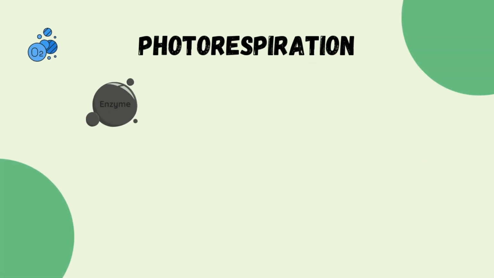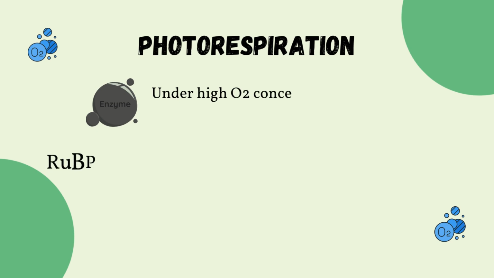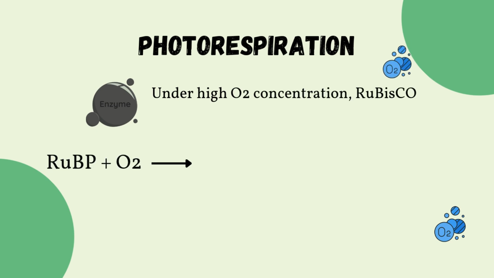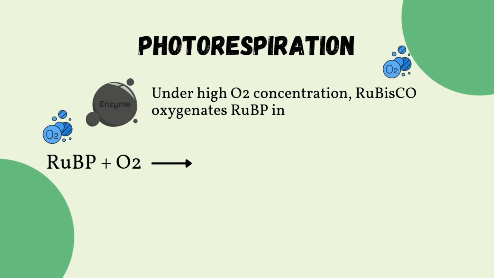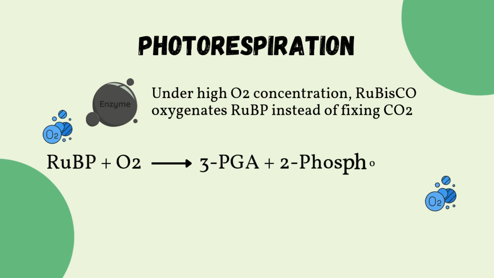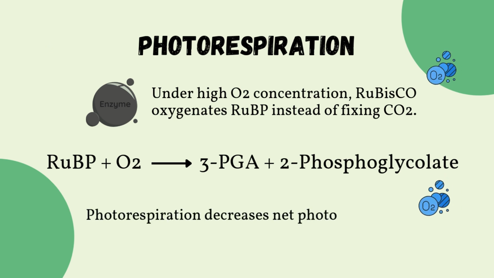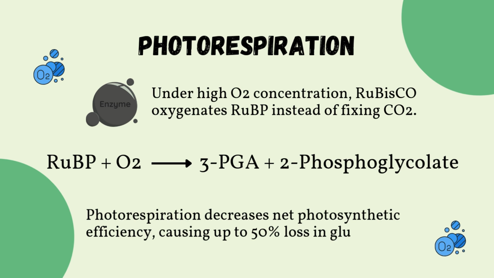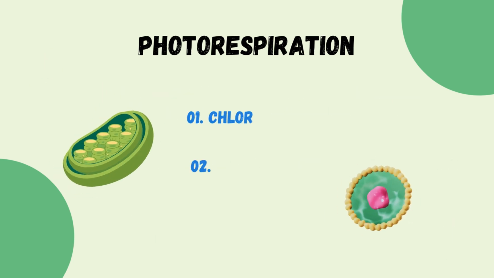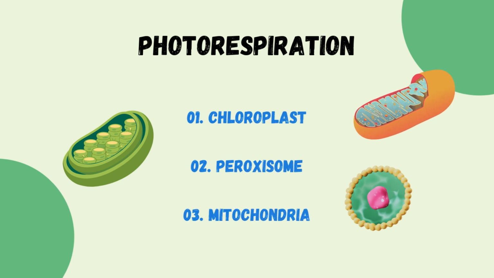Photorespiration. Under high oxygen concentration, Rubisco oxygenates ribulose 1,5-bisphosphate instead of fixing carbon dioxide. This produces one molecule of 3-phosphoglycerate, a 3-carbon compound, and one molecule of 2-phosphoglycolate, a 2-carbon compound. Recycling 2-phosphoglycolate consumes adenosine triphosphate without producing glucose, reducing photosynthetic efficiency by up to 50%. This process requires the chloroplast, peroxisome, and mitochondria.